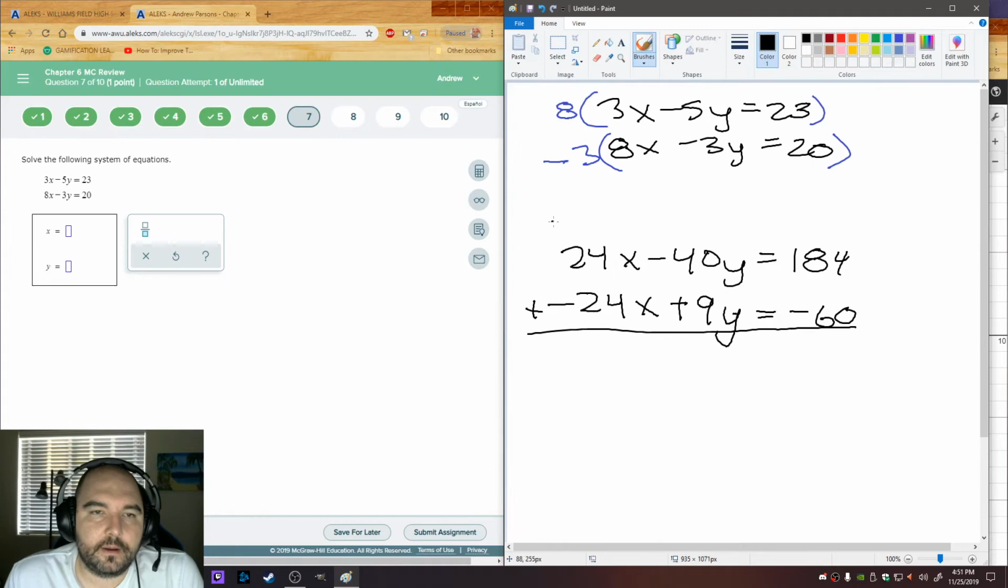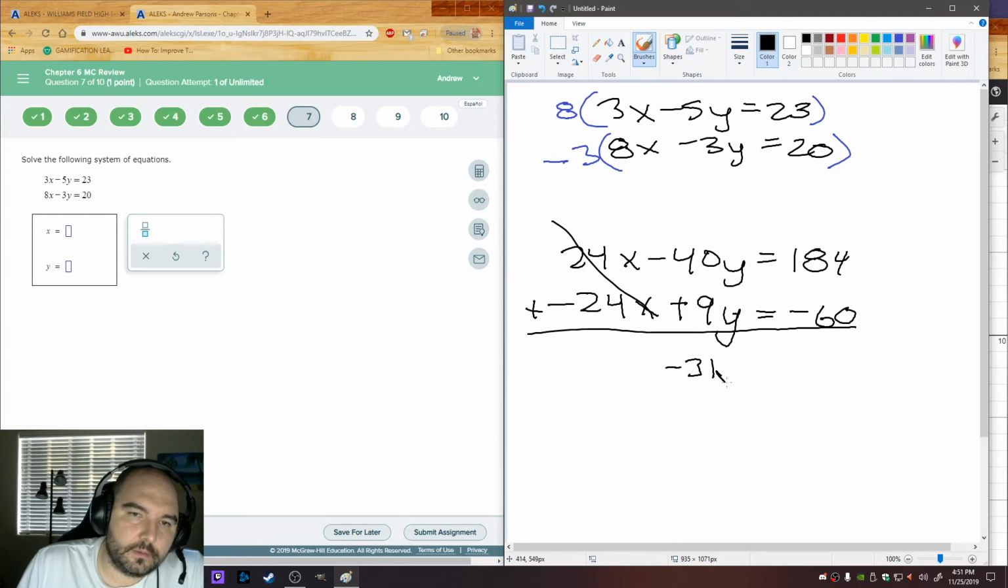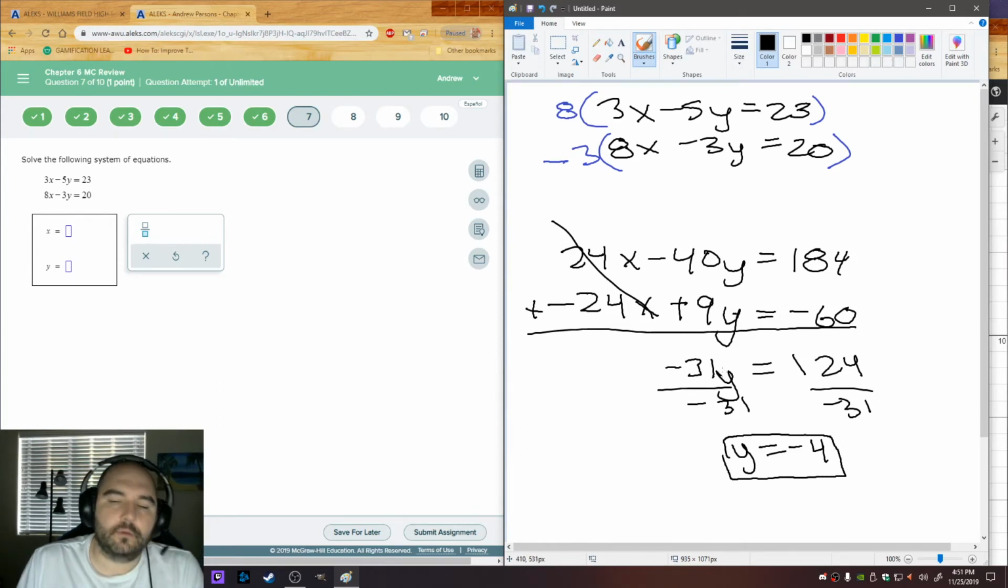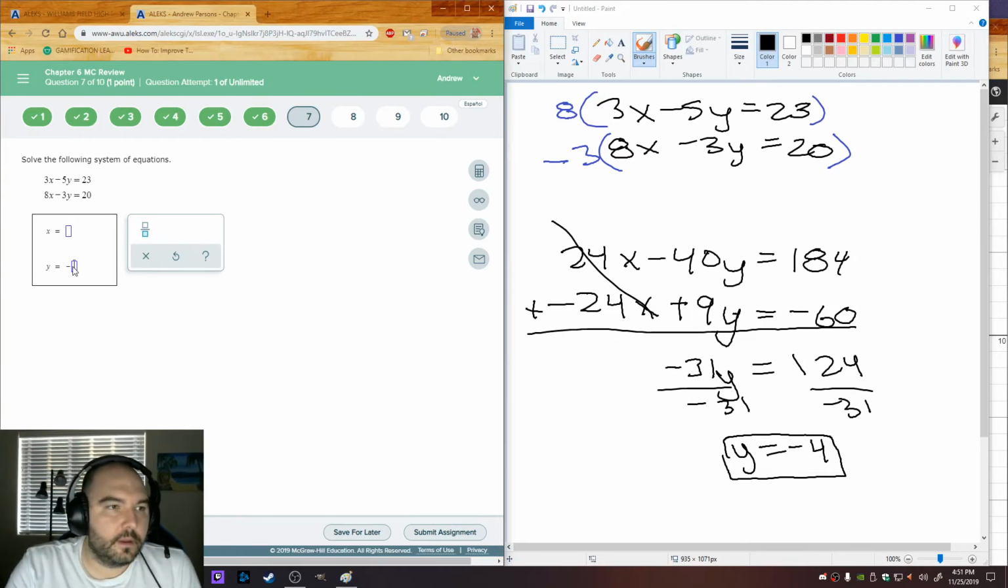Add stuff together. These cancel out. You get negative 31y. Oops. And over here you get 124. Might be a little daunting at first and make you wonder, does the number really go in? I'm hoping for a whole number, right? Sure does. Makes negative 4. Okay, pen. Don't do that to me. Here, I'll type that now. Negative 4. There's a y value.